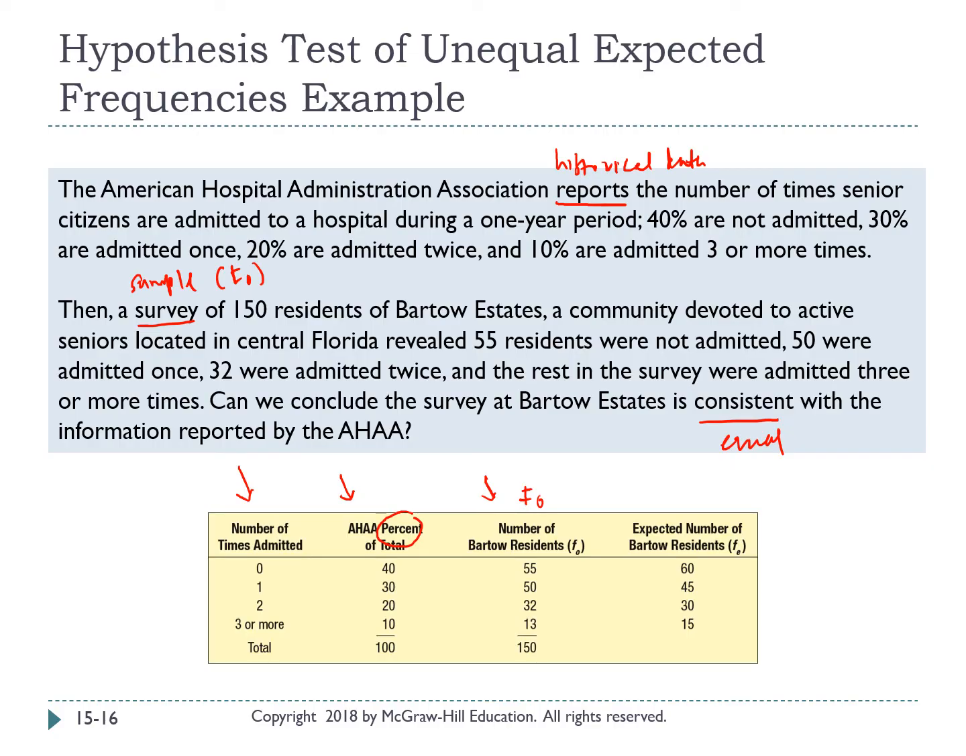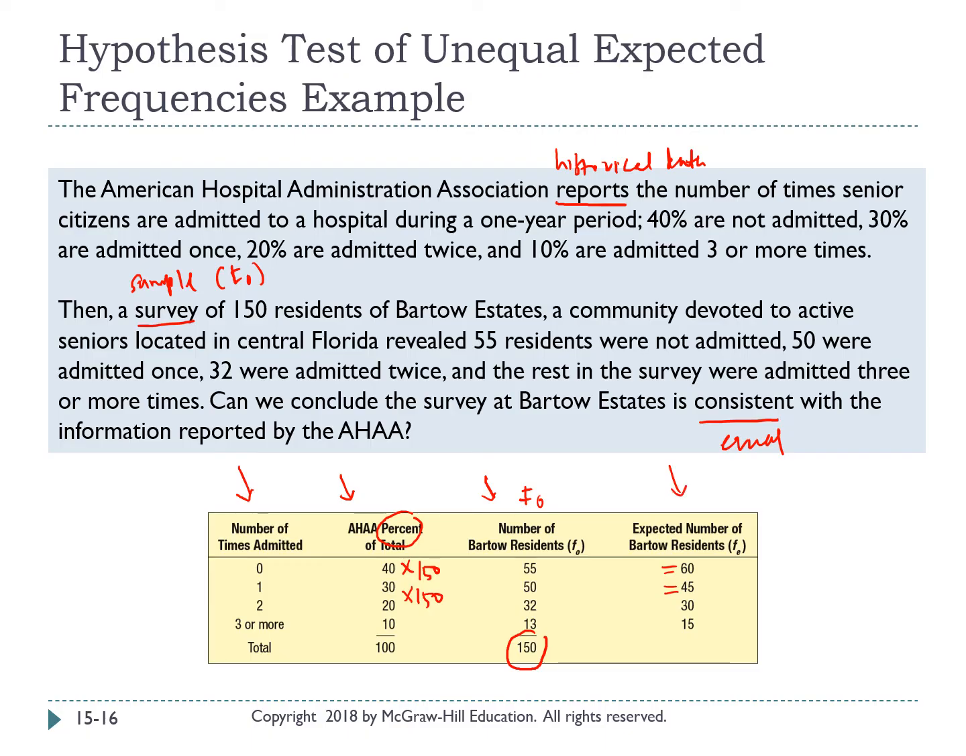So you have to change the percent into a number. What should we do? We have to take the value of 150, our total number of residents, and multiply it with the percent given by the reports in the American Association. So you have 40% multiplied with 150, and this will give us the value of 60, and then 30% multiplied with 150 will give us the value of 45. And you can also do it for the remaining percentages. Okay, so you will get your expected frequency in the last column.